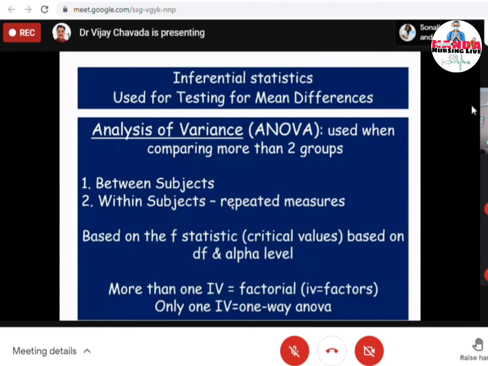When you are comparing more than two groups, you need to use analysis of variance. Here the F statistic and critical value are calculated, and depending on the alpha level, degrees of freedom and the p-value, we say whether the difference is there or not.